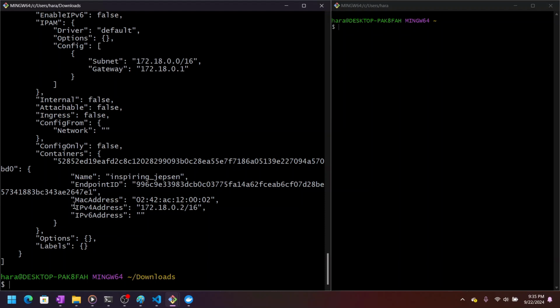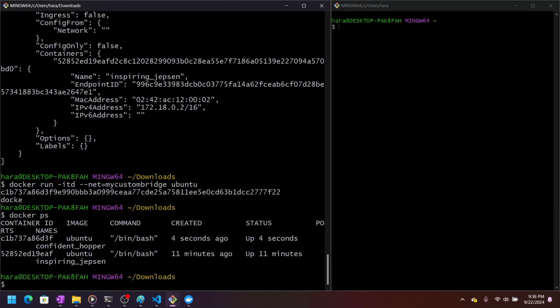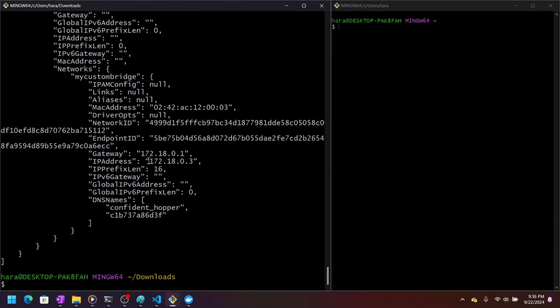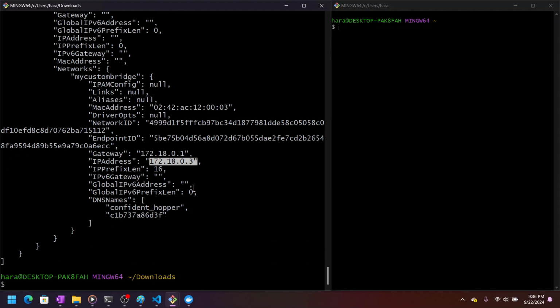Let's say you create another container and connect it to this bridge network. These two containers will be able to communicate. So let's run another container with the network my custom bridge. So I am running two containers. Let's inspect the new one. This also got 172.18. These two containers are connected to the same bridge network, my custom bridge, and they will be able to communicate with each other.